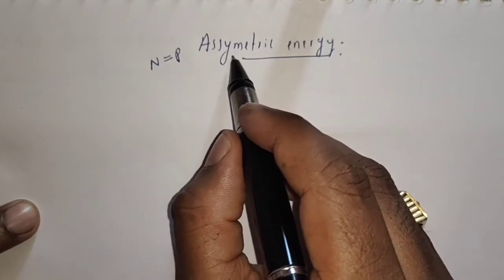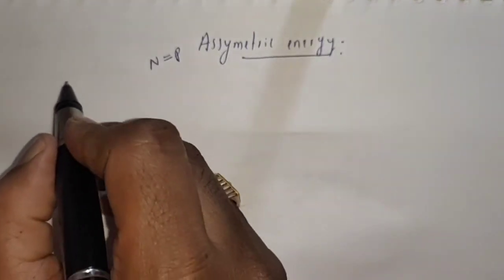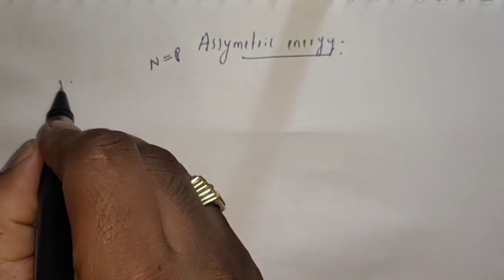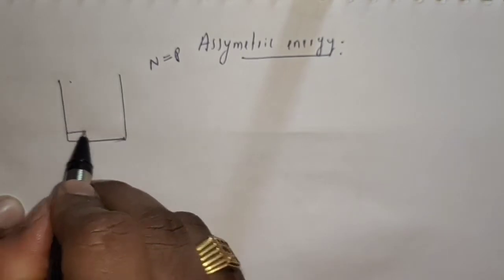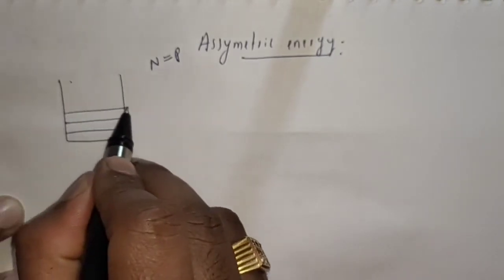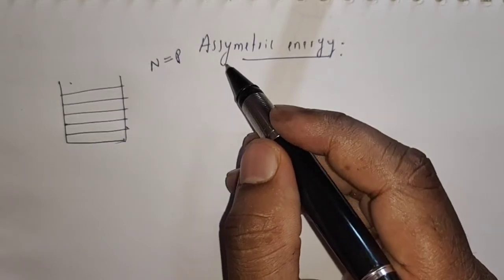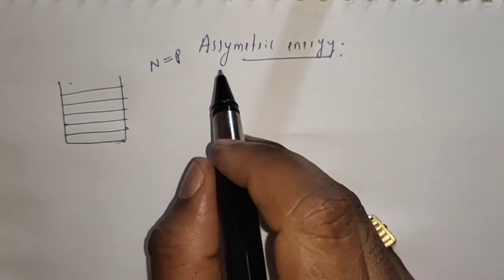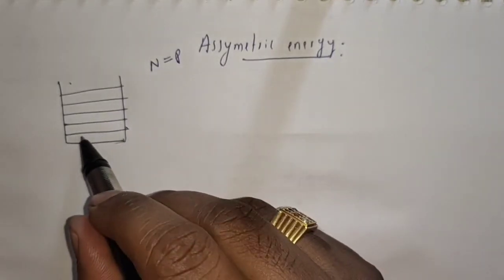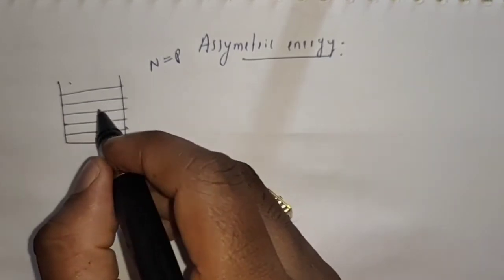Okay, now let us discuss the asymmetric energy correction equation. Here I am going to consider a nucleus. In an atom, electrons revolve in different energy levels. In the same way, neutrons and protons are going to occupy different energy levels in the nucleus.